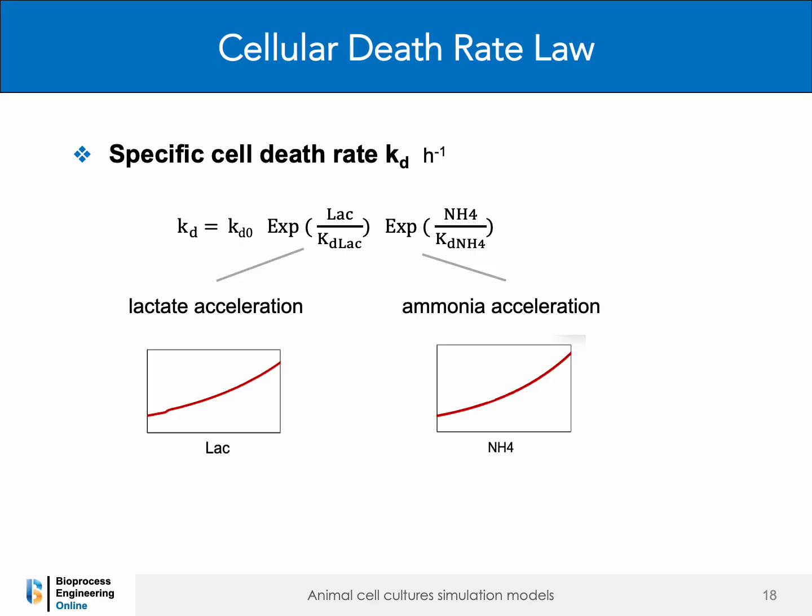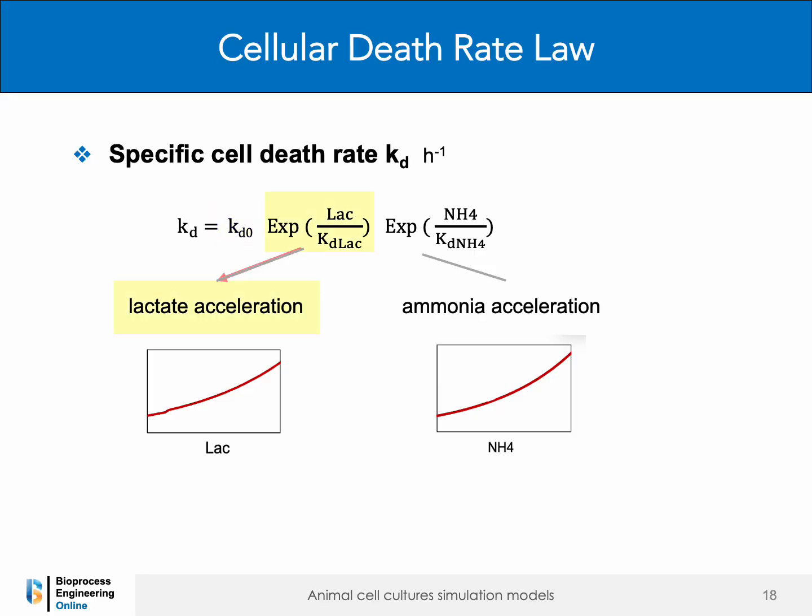The specific cell death rate, KD, expressed in reciprocal hours, is modeled as a function of the concentrations of the 2 main inhibitory metabolites, lactate and ammonia. The model is characterized by a minimum specific death rate, KD0, which represents the natural cell death rate when the concentrations of lactate and ammonia are negligible. In this tutorial, we will use a kinetic expression in which the specific death rate is obtained by multiplying KD0 by 2 acceleration factors that account for the effects of metabolite accumulation.